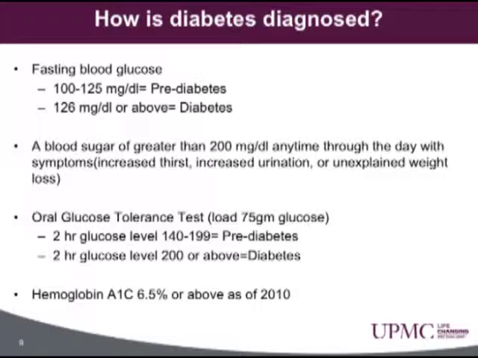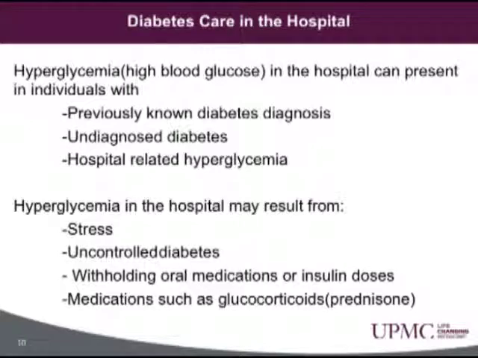And now we can use the Hemoglobin A1c test as well as a diagnostic tool. So the Hemoglobin A1c measures the blood sugar control over the past 3 to 4 months, and it's kind of an average of your blood sugar. So if it's 6.5 or above, the diagnosis of diabetes can be made now.